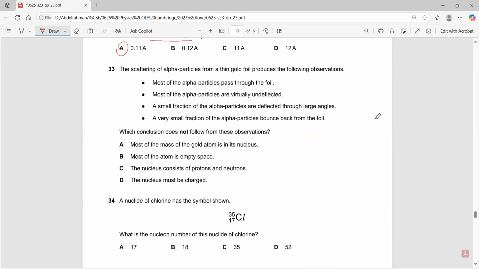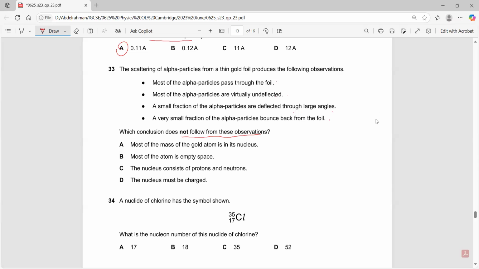The scattering of alpha particles from a thin gold foil produces the following observations. Which conclusion does not follow from these observations? So let's check out the observations. Most of the alpha particles pass through the foil undeflected. A small fraction of the alpha particles are deflected through large angles. A small fraction of the alpha particles bounce back.